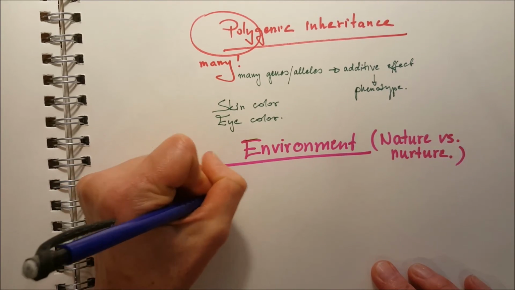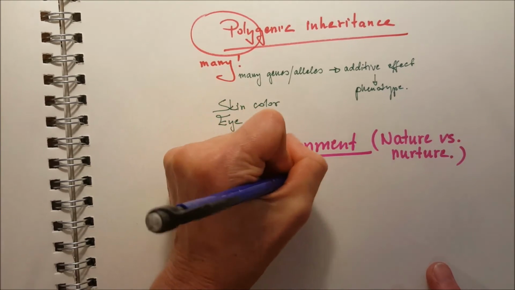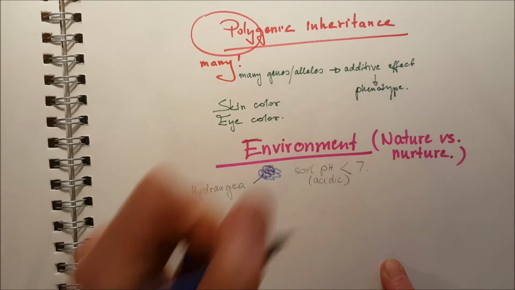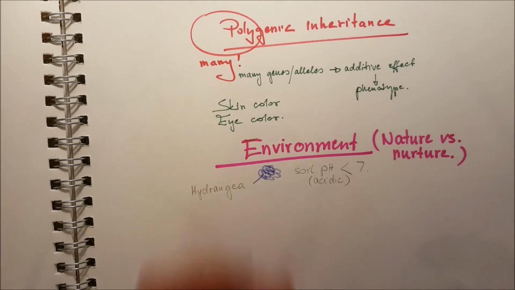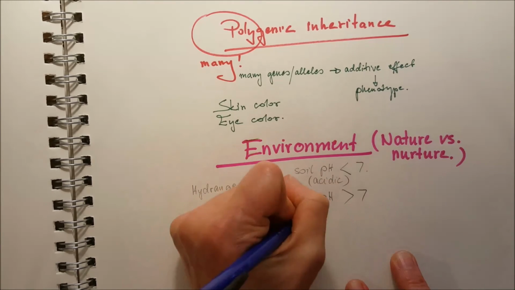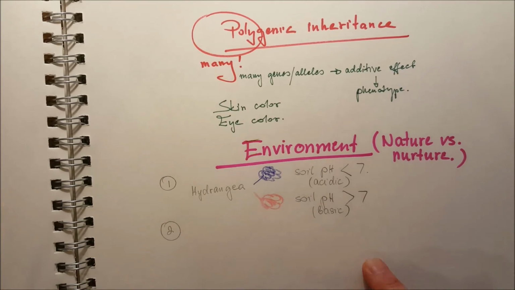Now, hydrangea, it's a flower again. You know that flower, your mom probably has it in her garden. It can turn purple when the soil is acidic, and it turns red, actually pink, when the soil is basic, so higher than 7. So it's really, really interesting. By changing the pH of the soil, you can change the phenotype.